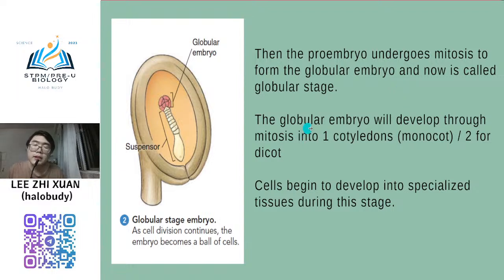But the most important thing is the further stage. Once the globular embryo stage forms, later it will develop to become the cotyledon. So either it can form one cotyledon or two cotyledons. Based on the plant type, if this plant is a monocotyledon plant, it will only form one cotyledon. But if the plant is a dicotyledon, it will form two cotyledons. So that is where the names monocotyledon and dicotyledon come from. Monocotyledon means it contains only one cotyledon, and dicotyledon means it contains two cotyledons.